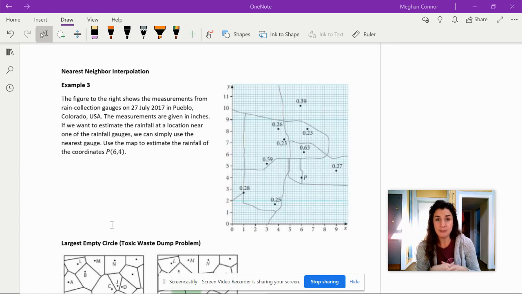They've mapped them specifically. And I'm sorry, there's a fly that's being very aggressive. So all of those points that have decimals are rain gauges that have been placed around the area of Pueblo, Colorado, and we want to determine where P lies closest to.